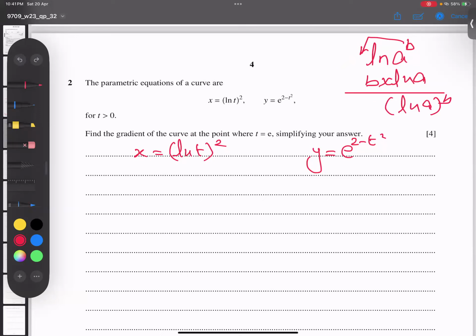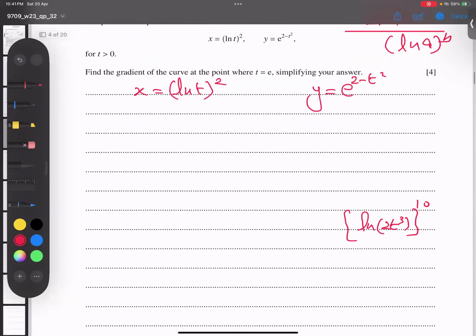Okay. So what he said, find the gradient of the curve at the point when t is e, and give your answer in simplest form. So now how to proceed with this kind of question? I give you one basic criteria. Whenever log of, in here, I have 2t to power 3 and whole power 10. I'm doing a little bit hard idea. So first of all, we'll deal with the power. Power will come down and power becomes 9. And log base remains the same.